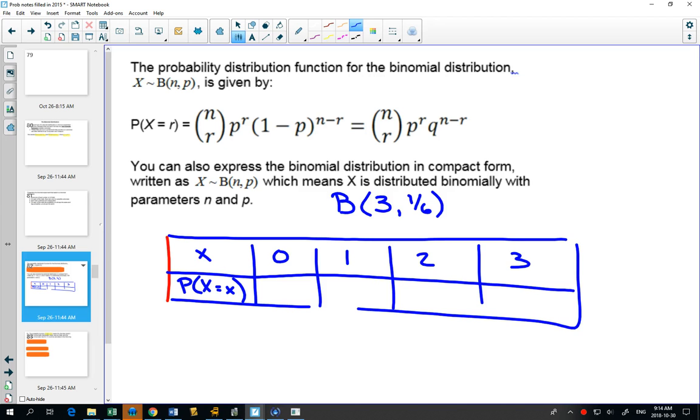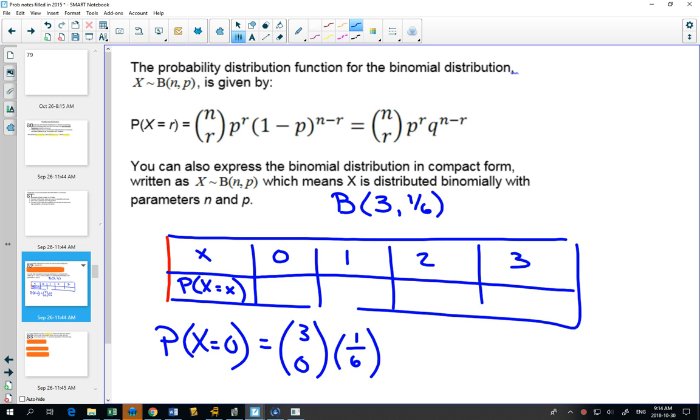So according to the formula, if I want to find this first one, the probability that x equals 0, I would go 3 trials happening 0 times. Probability of success is 1/6, that's happening 0 times. And the probability of failure, 5/6, happens 3 times. Well, I'm taking a die and my success is getting a 3, right? So there's only a 1 out of 6 chance of getting that 3 when I roll the dice.